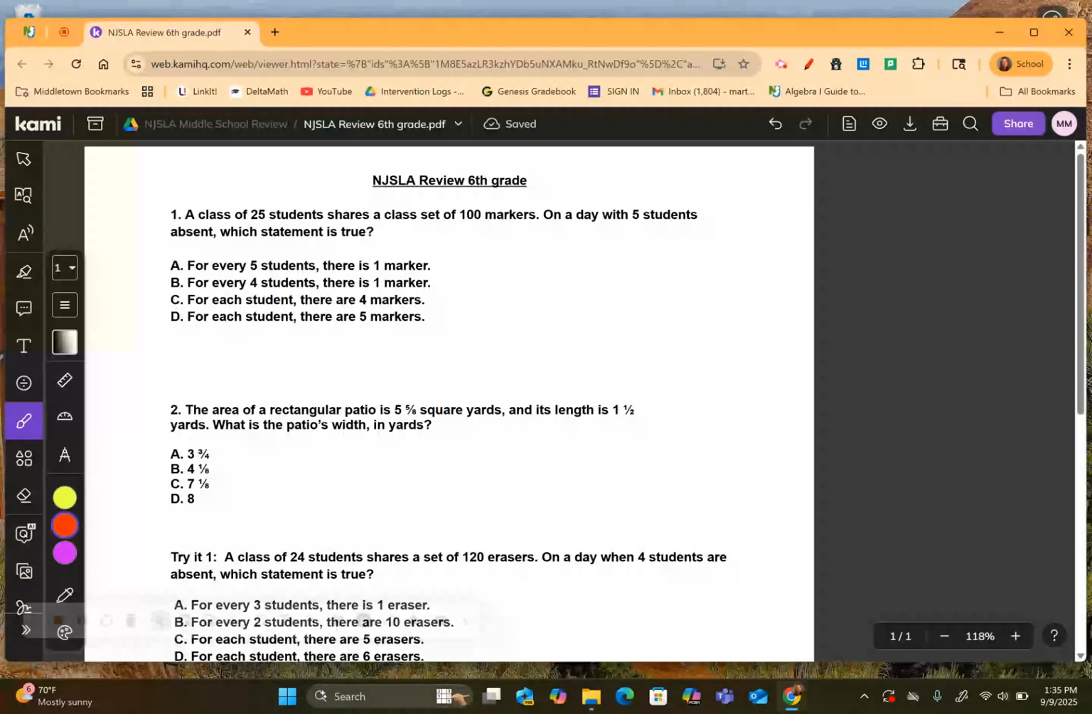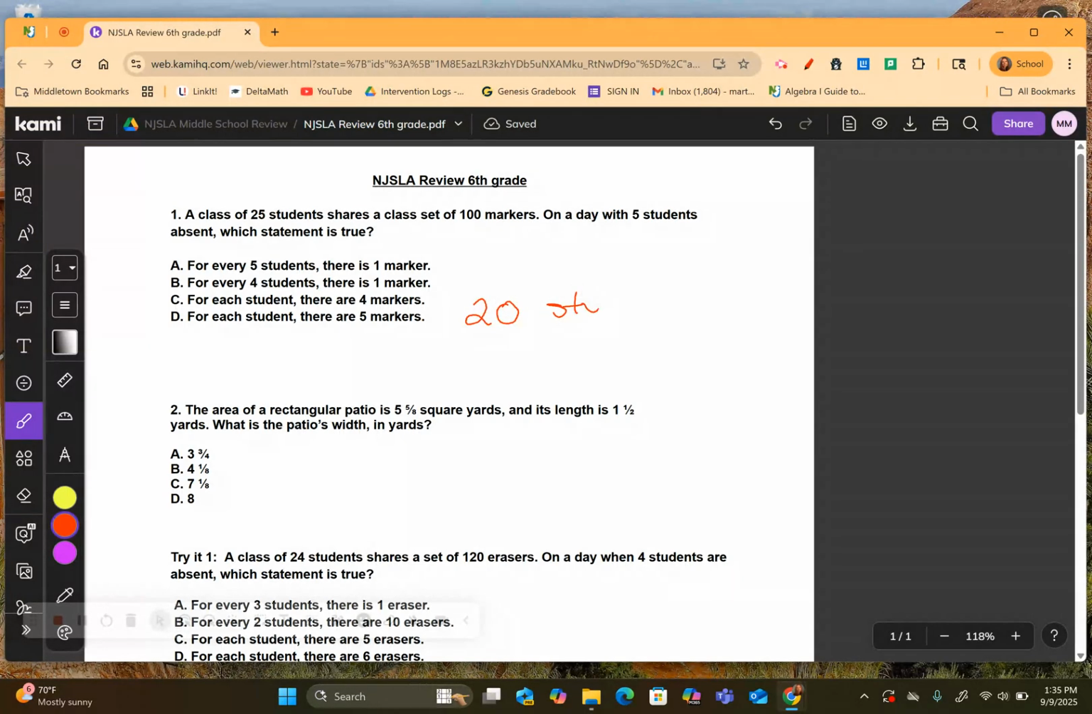Let's take a look at our first NJSLA question. A class of 25 students share a class set of 100 markers. On a day with 5 students absent, which statement is true? So for each of these questions on the NJSLA, it's important that you read them carefully, because at first glance of this problem, we might use 25 students, but instead 5 students were absent, so what number should we be using?